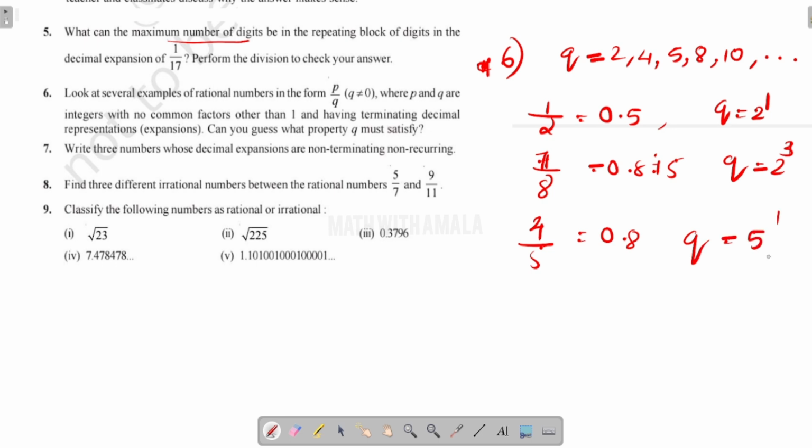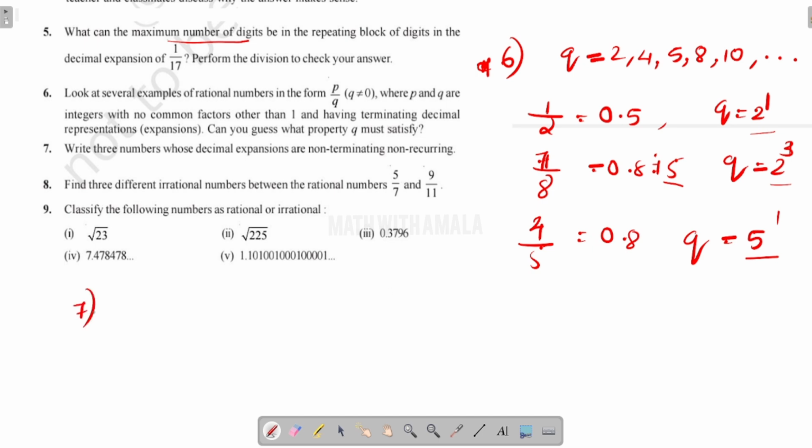1 by 2 is equal to 0.5, where q is equal to 2 raised to 1. 7 by 8 equal to 0.875, where q is equal to 2 cube, which is 8. 4 by 5 is equal to 0.8, where q is equal to 5 raised to 1. So we can generally say that if we have q with powers of 2 or powers of 5, then that will be a terminating decimal expansion of the rational.